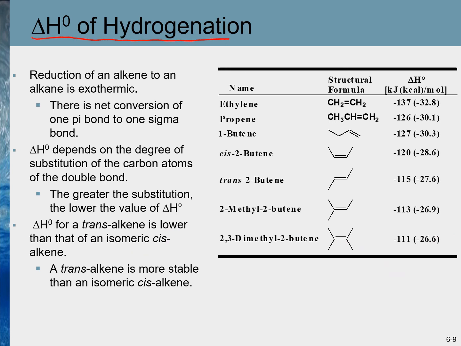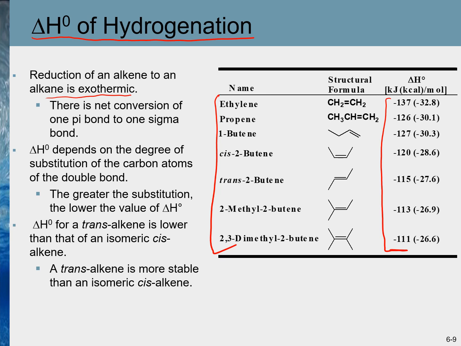The heat of hydrogenation of an alkene is its heat of reaction with hydrogen to form an alkane. This table lists the heats of reaction for catalytic hydrogenation of several alkenes. Three main points can be derived from the information given in this table. The first point is that the heat of reaction is always negative. So that means the reaction is always exothermic. So reduction of an alkene to an alkane is always exothermic.